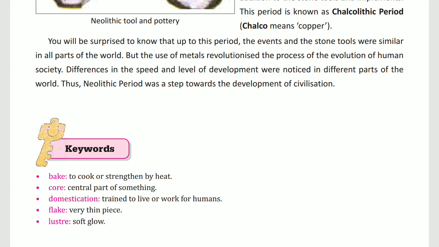जैसे ही metal आया, it revolutionized the process of evolution of human society. उनके society में changes आया. Differences in the speed and level of development were noticed in different parts of the world.